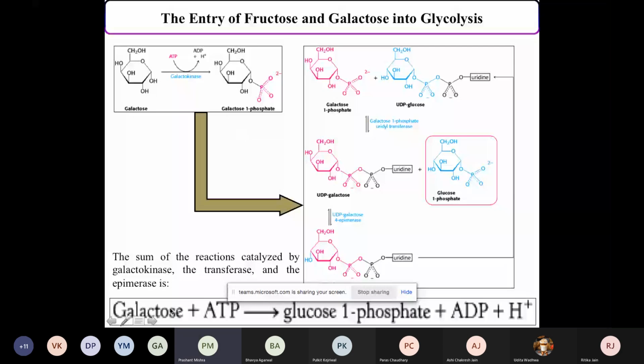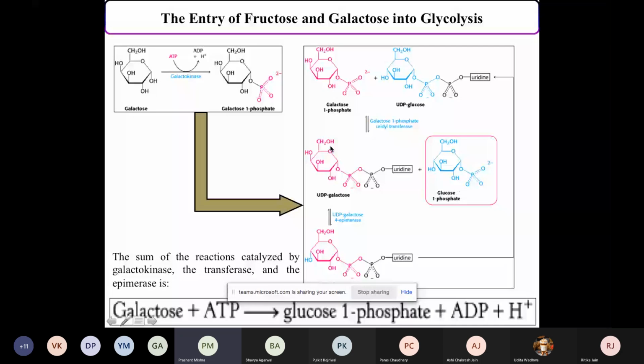So here, just to recapitulate, this galactose is formed from where? What is the molecule which forms galactose? It is lactose, which is converted into glucose and galactose in presence of enzyme lactase. That part also we will discuss. But here what you see is that galactose is converted into galactose 1-phosphate, and this galactose 1-phosphate and UDP glucose, these two, galactose 1-phosphate can be converted into glucose 1-phosphate. So this is basically converting galactose to glucose 1-phosphate.